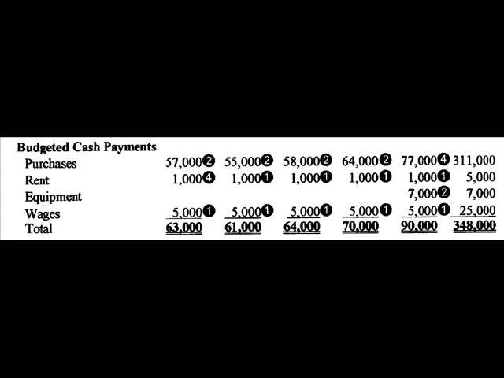The question tells us that each month we pay €1,000 in rent. Well, it says €12,000 in rent per annum, payable monthly, so that's €1,000 a month. The question tells us we pay €5,000 in wages, and then that we're going to buy equipment in the month of May. That explains those figures. So totaling up our cash payments, we see January 63,000 and 61,000 in February, and so on through each of the 5 months.